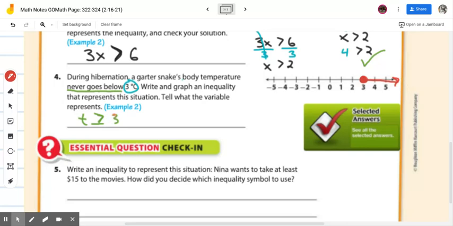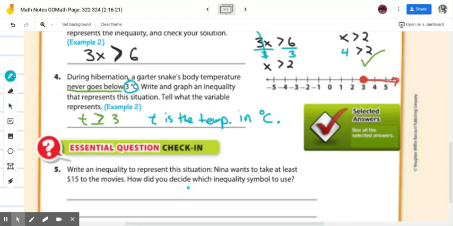Now, what does T represent? Well, T represents the temperature in Celsius. So I'm going to write T is the temperature in Celsius. Let's fix that in.